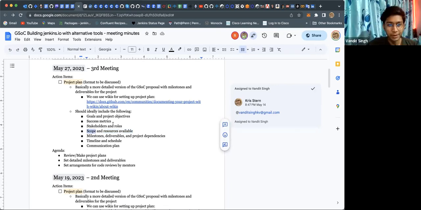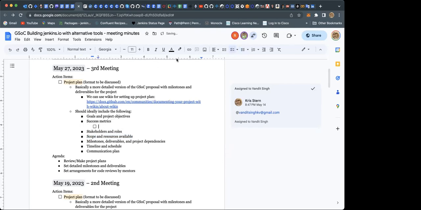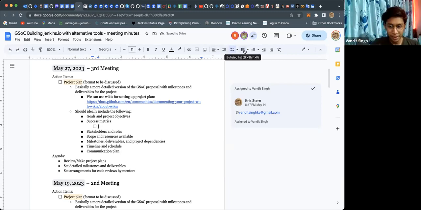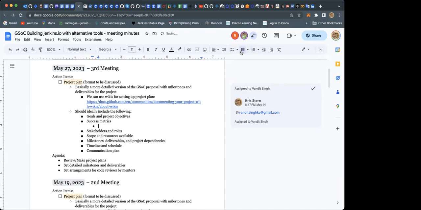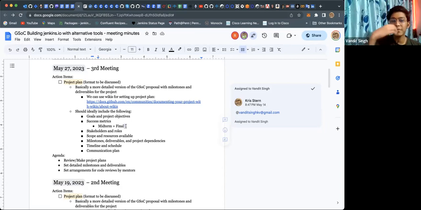I have questions about success metrics, so should we go from there? Yeah, sure. So the success metric will be according to the evaluations, the midterm and the final evaluation, right? Yep. We can have incremental metrics if you want, but those may not be useful. So just midterm and final. So the success metrics will depend on the midterm and final evaluation. And what would that be?